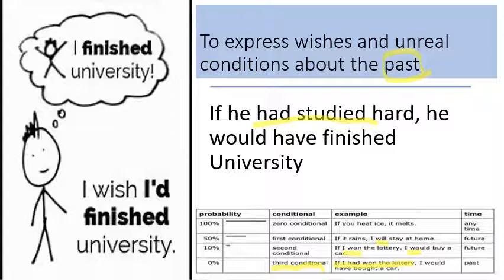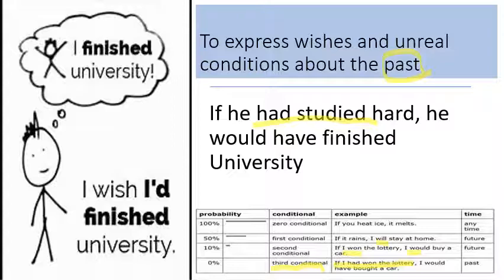The other one, when we have a slight probability of the happening of the event, which we call the second condition: if I won the lottery, which is in the past, by the way, this is also referring to the future, but it's not probable to happen, I would buy a car. Here, instead of will, the first part is in the past, and the second part uses would, which is the past form of will.